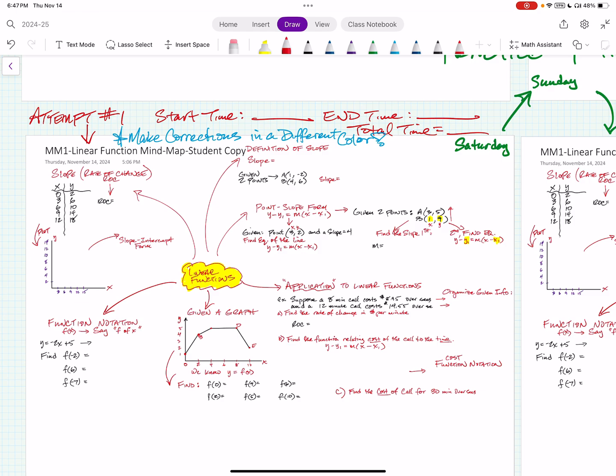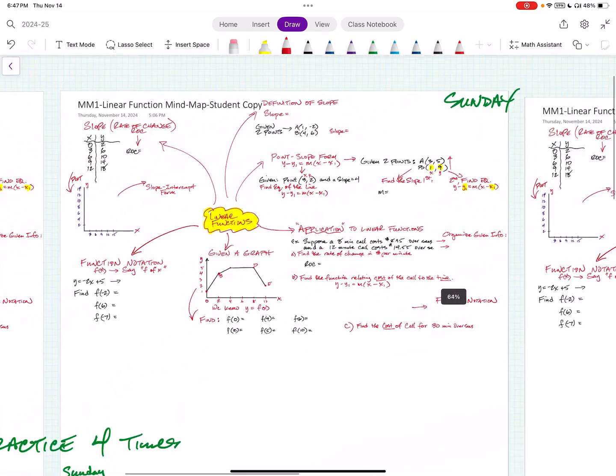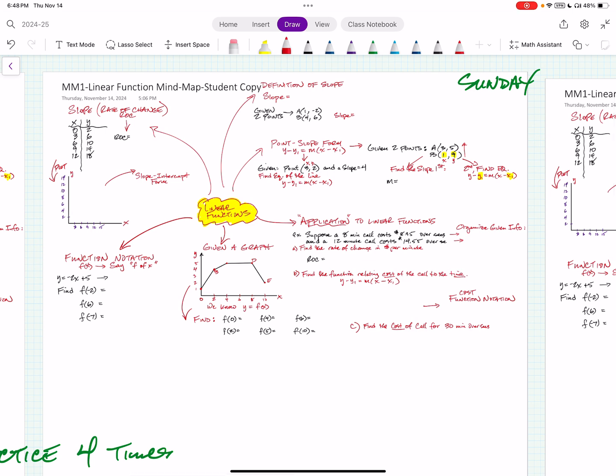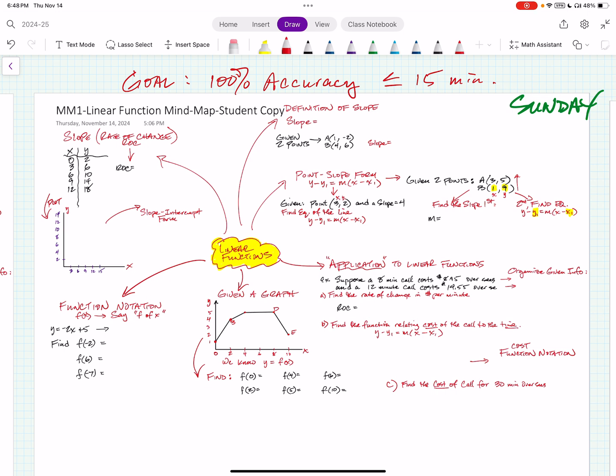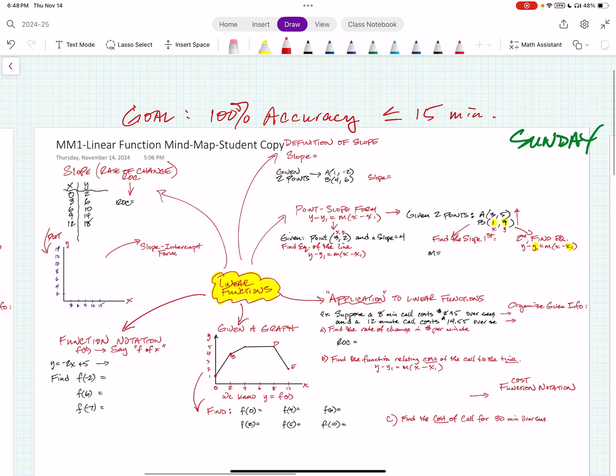What's going to happen over time is that by Sunday, the third copy here, you should be better. You're striving for 100% completion, so the goal is 100% accuracy. You should probably be able to do this in less than or equal to 15 minutes by yourself if you really know what you're doing. For my stronger students, probably less than or equal to 10 minutes. If you can do that, you're pretty good. Then you're the bomb.